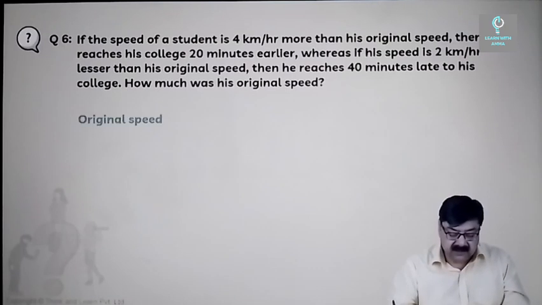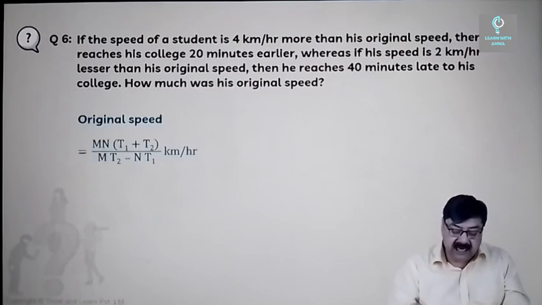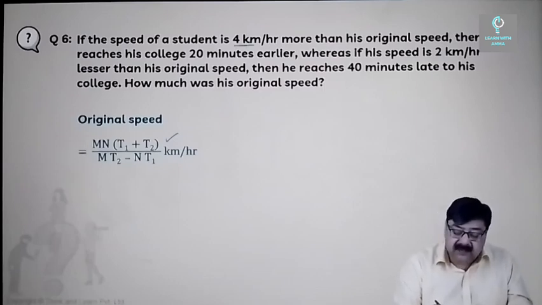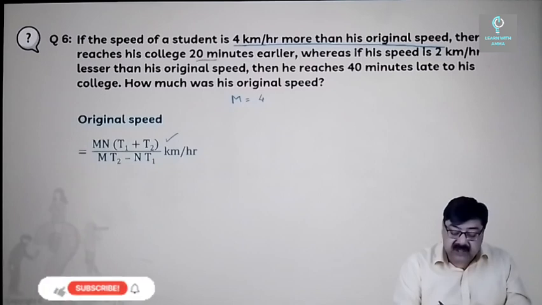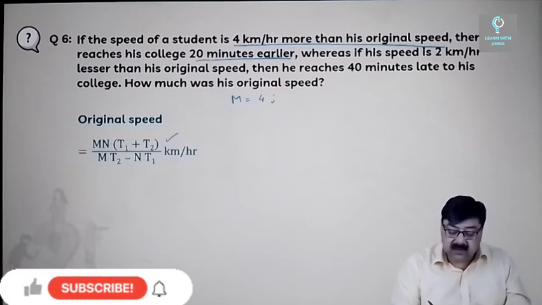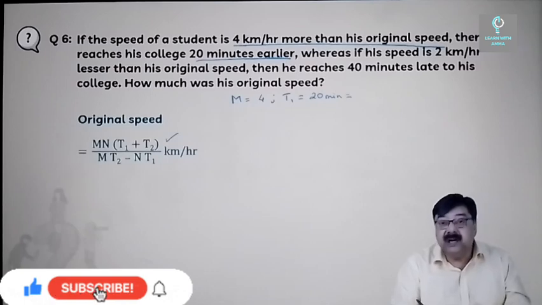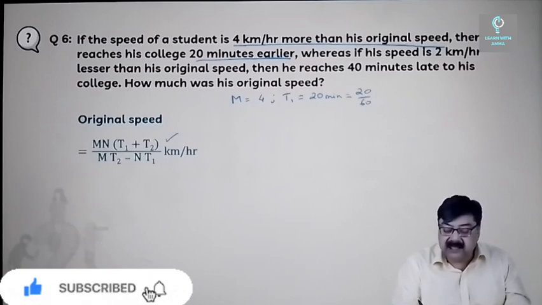So let's do this. Now original speed, as we know, we will use this formula mn(t1 + t2) by (mt2 - nt1). Now let us define these M and N. M is when it is 4 kilometers per hour more than his original speed. So M here becomes 4 and he reaches 20 minutes earlier. So T1 here is 20 minutes. Let's convert this into hours. It shall become 20 by 60, that is 1 by 3 hours.